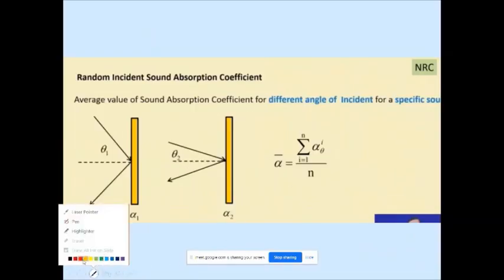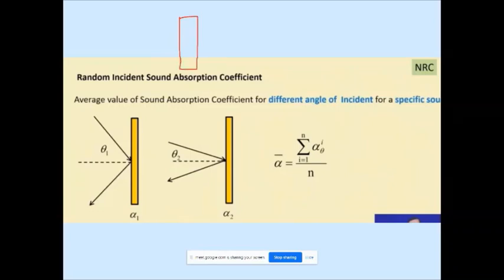What is happening here? Suppose we have a sound absorber. For that we are trying to find out what the sound absorption coefficient is. The sound energy is hitting the surface normal to the surface, perfectly normal. In the second case, the sound energy is hitting at an angle, so obviously absorption will be a little bit different in this case and this case.